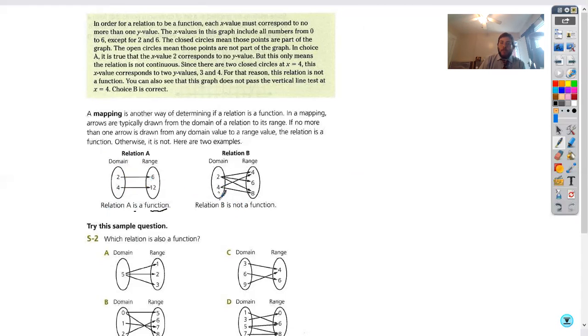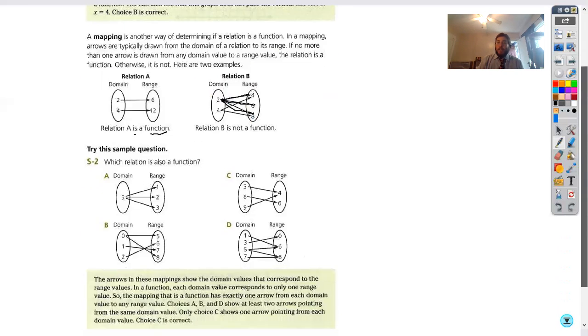However, with B, it is not a function because if we look at our 2, we have 3 lines, one going to 4, one going to 6, and one going to 8. So there are 3 different values for the range for that one domain value of 2, so it is not a function. And also, if we look at 4, it also maps to 4 and 8, so it is not a function because we can only have one arrow coming from each domain value.